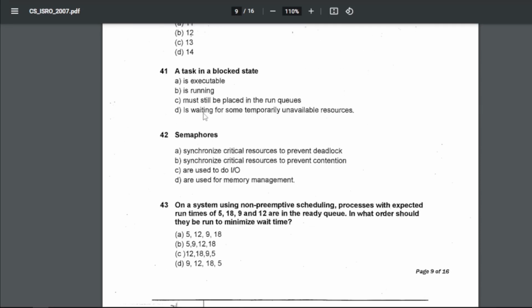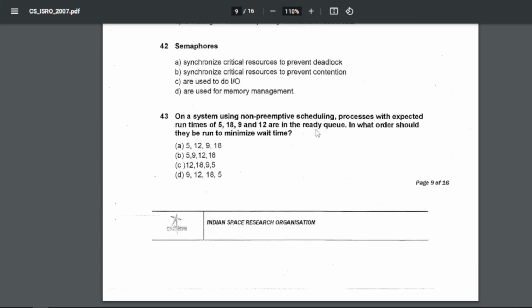Question number 41: a task in a blocked state is what? So basically a task in a blocked state is waiting for some temporarily unavailable resources, right?